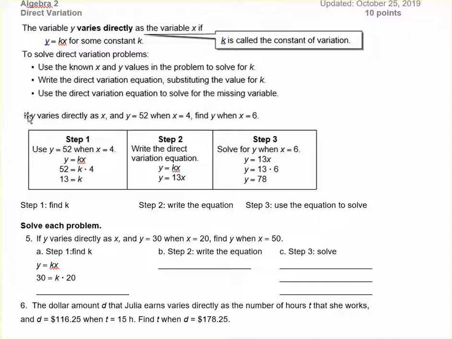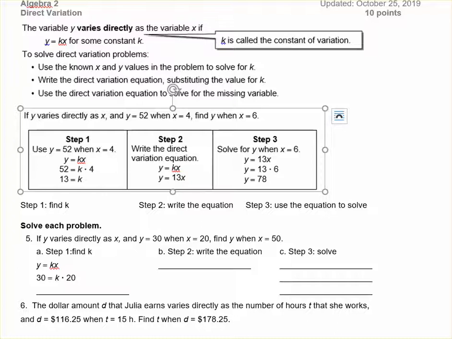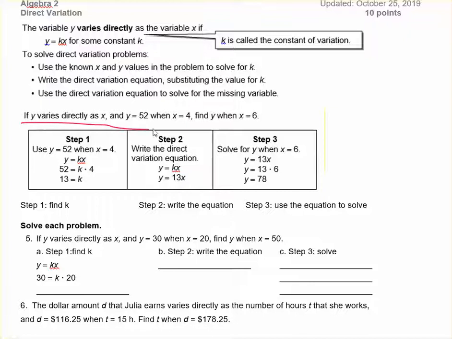So they'll always give us 3 numbers here, and you have to be careful that you're using the right ones at the right time. So if y varies directly as x and y equals 52 when x equals 4, that's all you need to do the first 2 steps, right up to here. I was trying to highlight that, but it wouldn't highlight because it's an image. So I'll underline it instead, right up to here. Don't use that x equals 6 at the end yet.